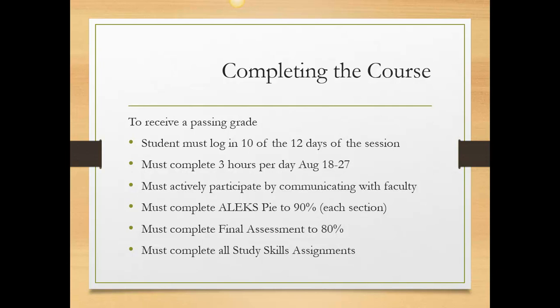You must complete your ALEKS PI to 90%, and again, that's for each section. You must complete your final assessment to 80%, and again, you get 2 attempts at this. One of them has to be at least 80%. And last, you must complete all of your study skills assignments.